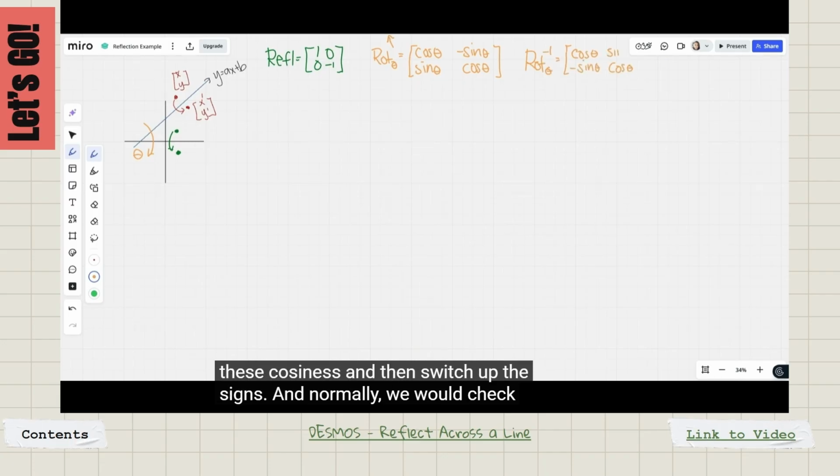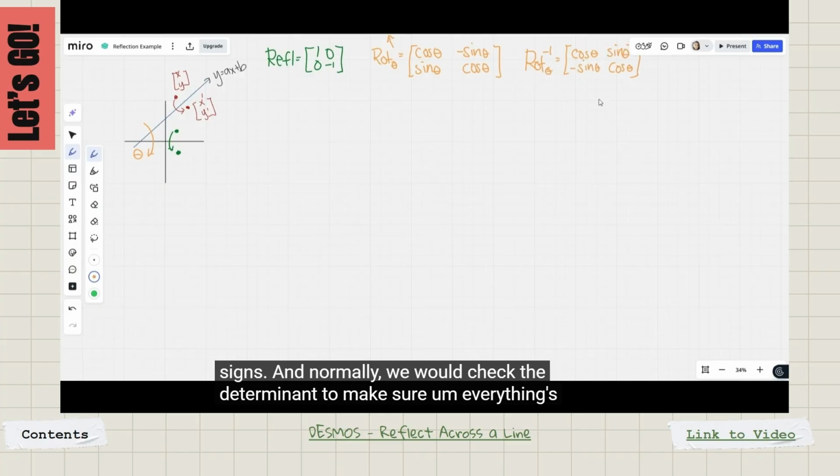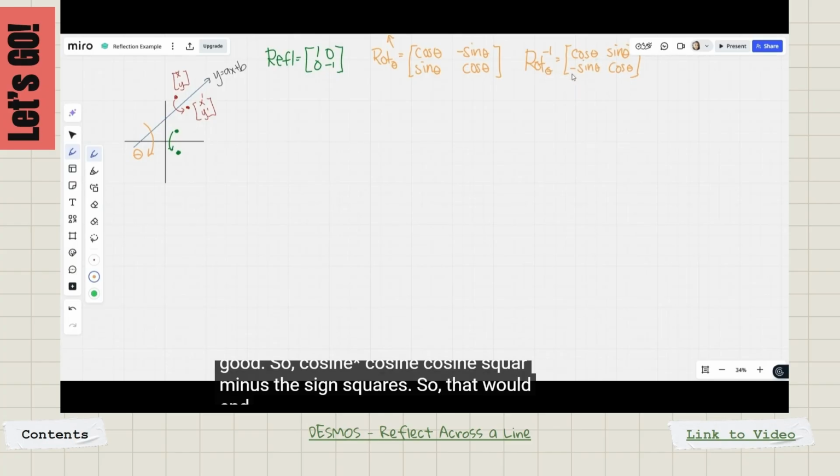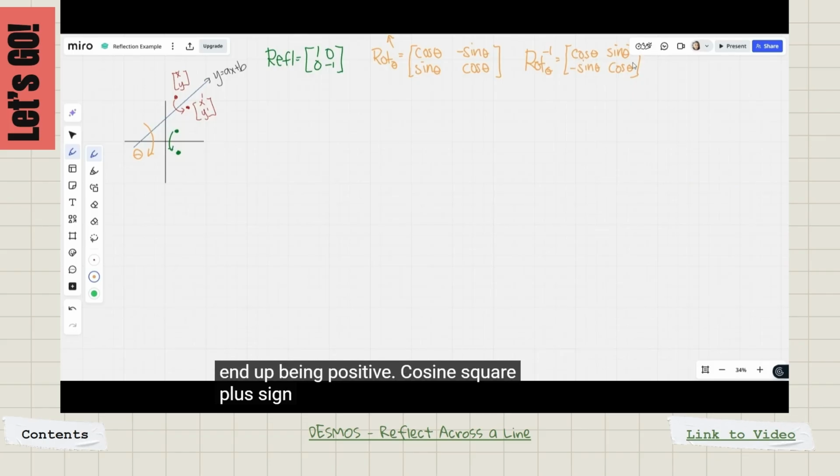And normally we would check the determinant to make sure everything's good. So cosine times cosine, cosine squared, minus the sine squares. So that would end up being positive. Cosine squared plus sine squared makes 1, so we're good. So this rotation, inversely going in the opposite direction, is what we're looking for.